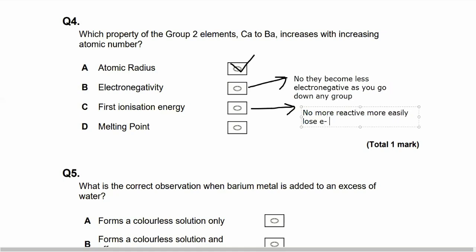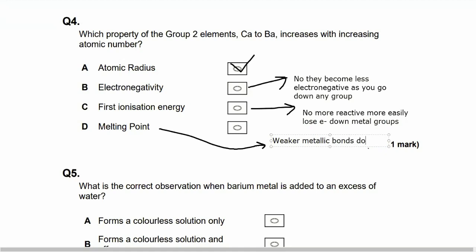Would the first ionization energy increase? No, because the atomic radius has increased. It means that you've become more reactive. It's easier to lose an electron: more shielding, more shells, larger radius, outer electron further from the nucleus. And the melting point, well, won't go too much into it, but as you go down a metal group 1, 2, or 3, you do get lower melting points because the metallic bonds become weaker.